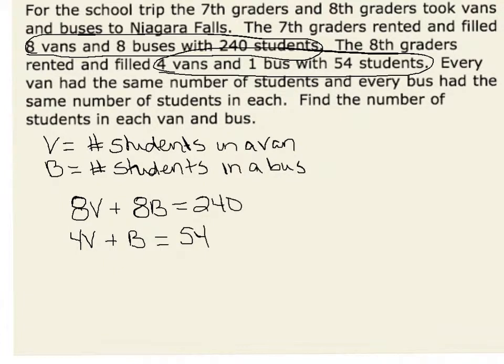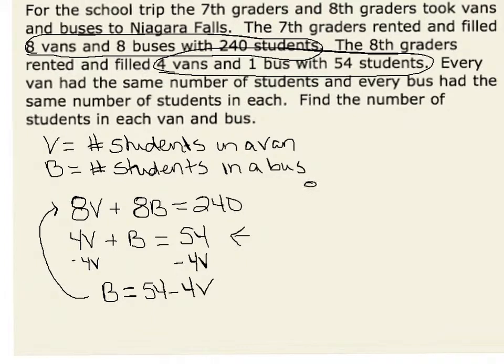In order to solve the system of linear equations, I might choose to use the substitution method. In the substitution method, I'm going to solve one of my equations for one variable. I will notice in my second equation, I can readily solve for B. That is, if I subtract 4V from both sides of my equation, I am going to get B is equal to 54 minus 4V. Now I can substitute my expression for B into my first equation.